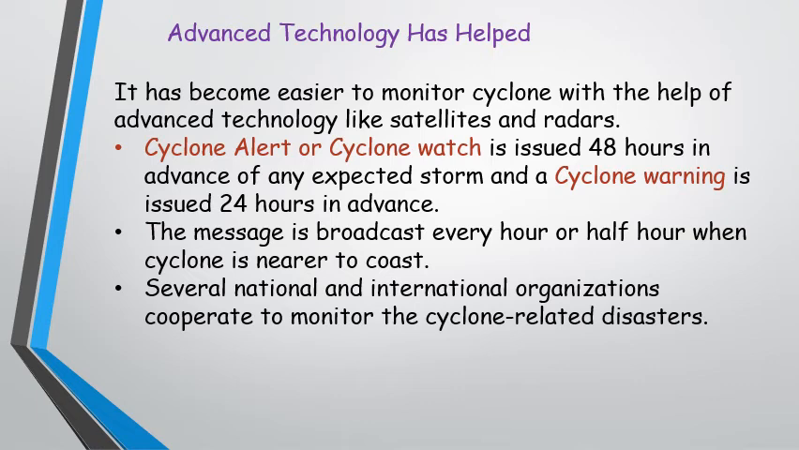Cyclone alert or cyclone watch is issued 48 hours in advance of any expected storm and a cyclone warning is issued 24 hours in advance. The message is broadcast every hour or half hour when the cyclone is nearer to the coast region. Several national and international organizations cooperate to monitor cyclone-related disasters.